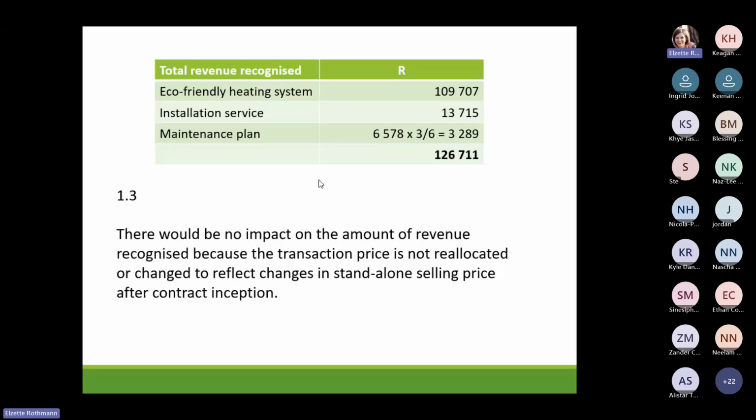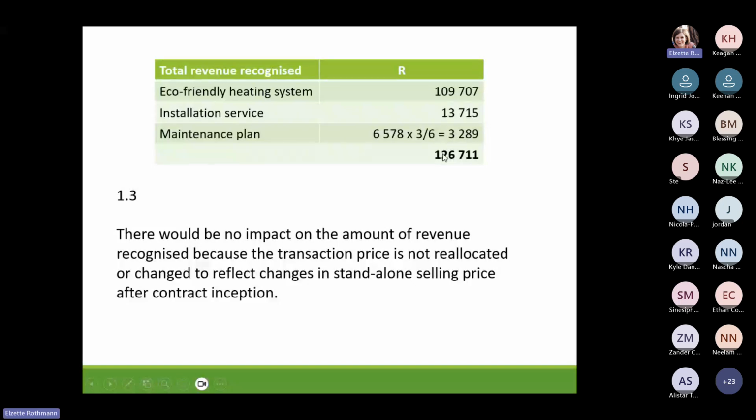So maybe just on that note, if they now ask you what is the total revenue recognized for the 2025 year? Okay, so this is for the 2024 year. But if they ask you for the 2025 year as well, remember, then it's only the other 3 of the 6 from the maintenance plan. We're not going to recognize the heating system again because that's done. That was in this year. We're not going to recognize the installation services again. That's done. We will only recognize another 3,289.